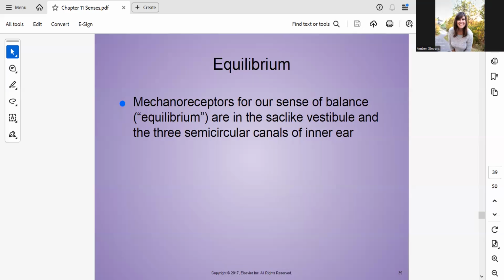The semicircular canals are those three loop-like structures, and they're oriented in different planes to help detect rotational or angular movements of the head, such as turning your head side to side or nodding. Inside each of those canals, the endolymph fluid moves when your head rotates. That stimulates the mechanoreceptors, called the cristae ampullaris, to send signals to the brain to help coordinate your balance.